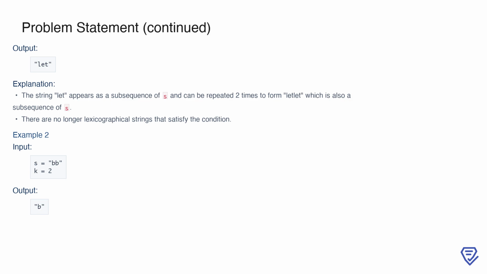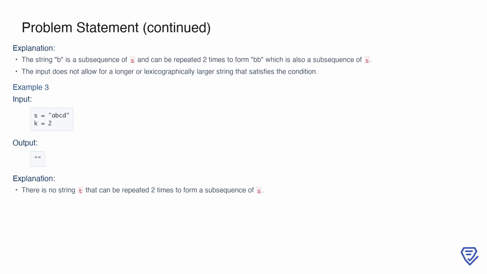satisfies the conditions. In the third example, we have s equals "abcd" and k equals 2. The output is an empty string because there is no string t that can be repeated twice and still form a valid subsequence of s. This showcases a scenario where the input constraints make it impossible to find a valid solution.